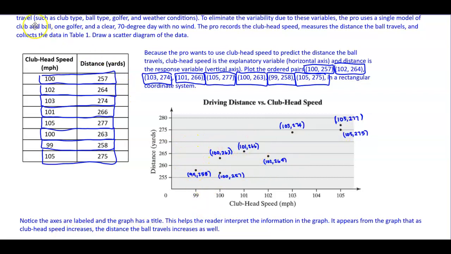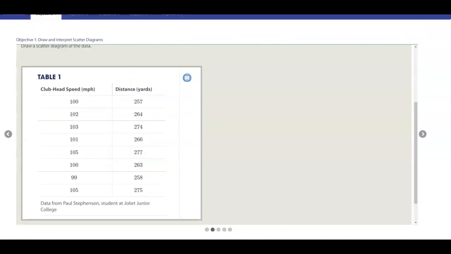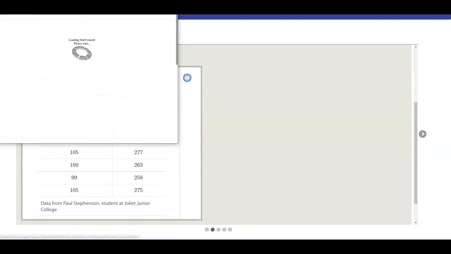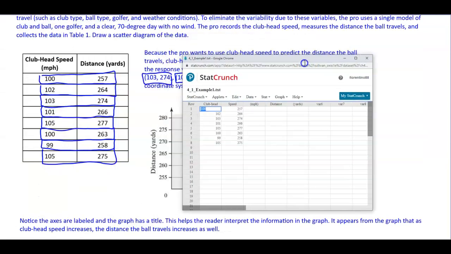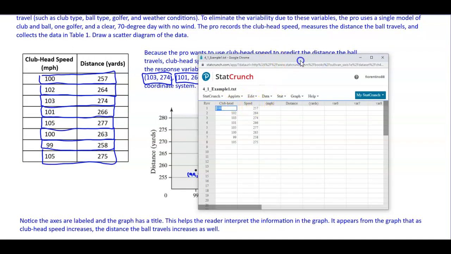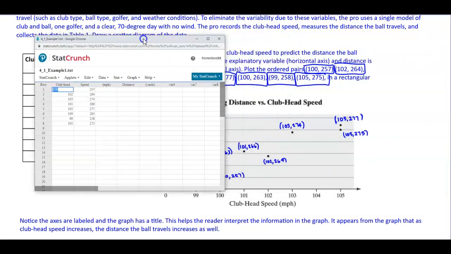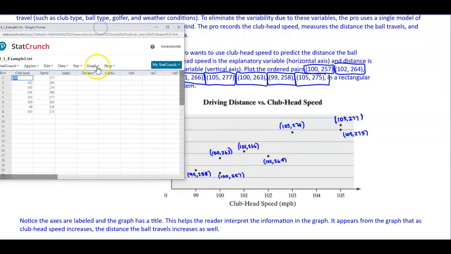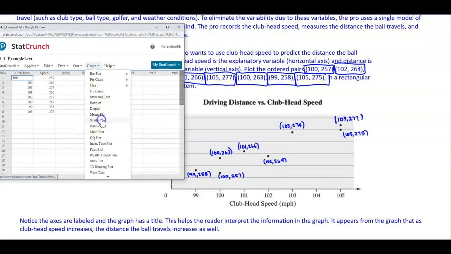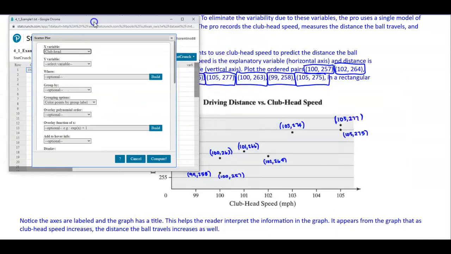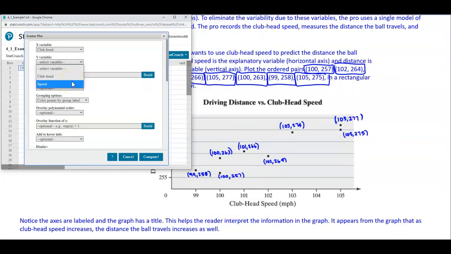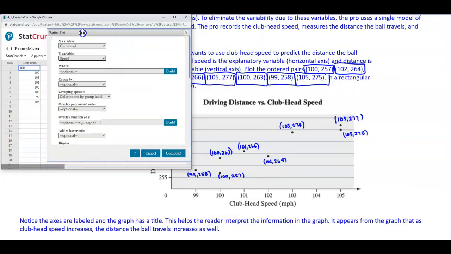Now, how would we graph this in StatCrunch? Well, let's go ahead and open up the data in StatCrunch. So here's our data. We can see here's the club head, here's the speed. If we want to create a scatter diagram, we would select Graph and then go down to Scatter Plot. We know the X variable is the explanatory variable, which is the club head speed. And the vertical axis we decided is the distance, so that should be the distance in this case.